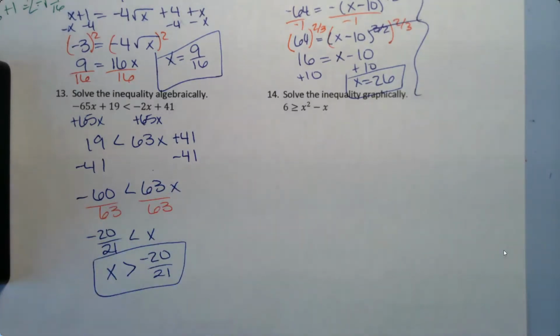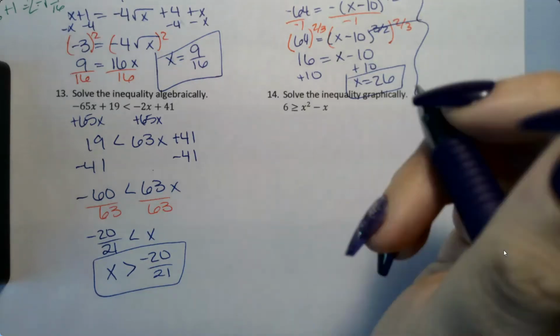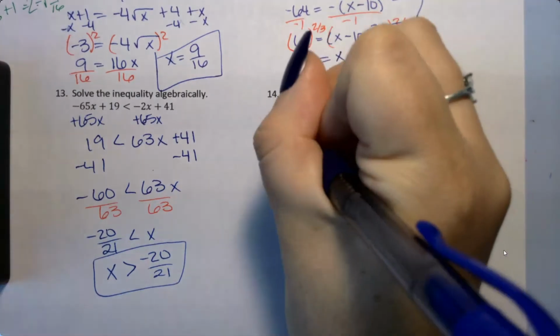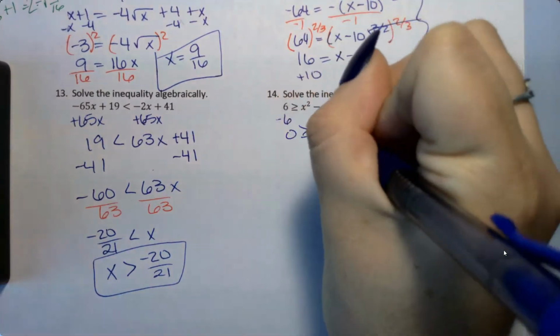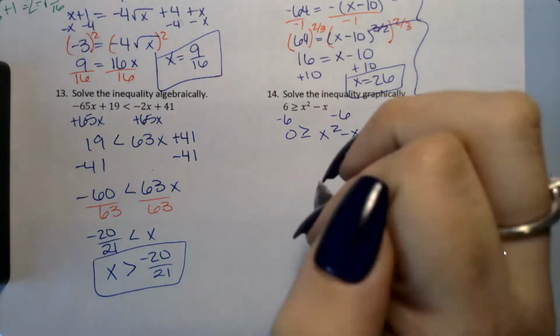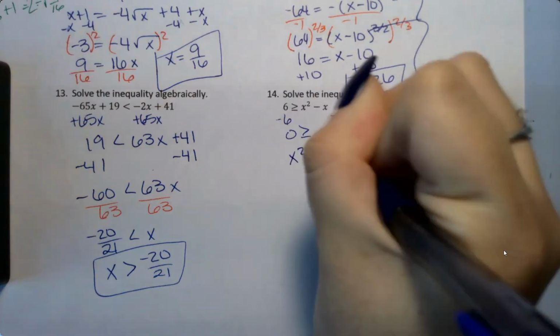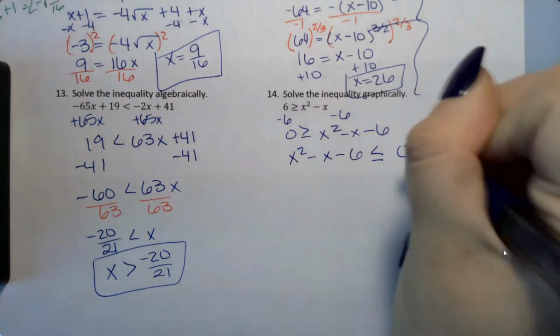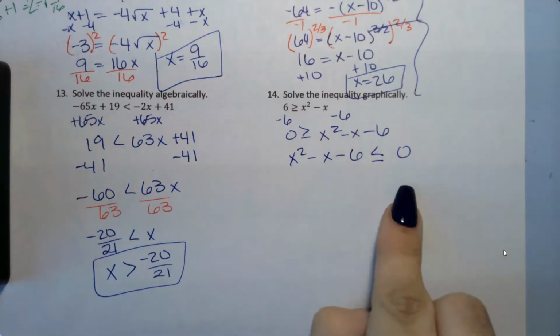Okay. Number 14 wants me to solve it graphically, so in order to do this, I need one side to be 0. So I'm going to subtract 6 on both sides. I have 0 is greater than or equal to x squared minus x minus 6. And then again, I'll write it so that my variables are on the left side of the inequality. I'm going to have x squared minus x minus 6 less than or equal to 0, because whenever I flip the sides, I flip the sign.